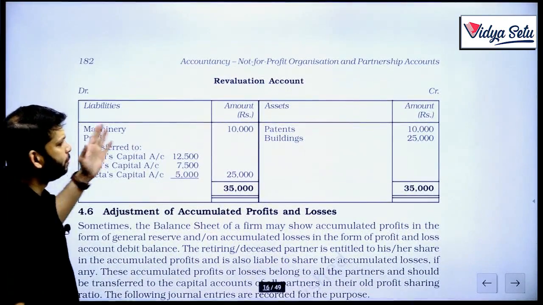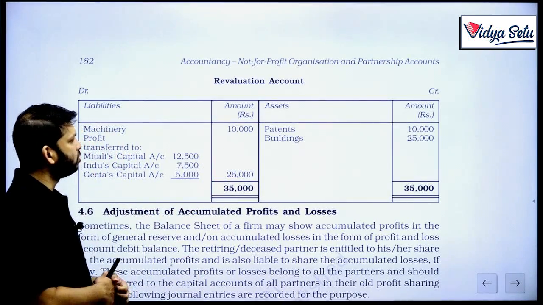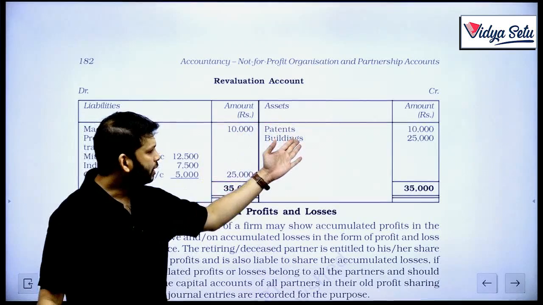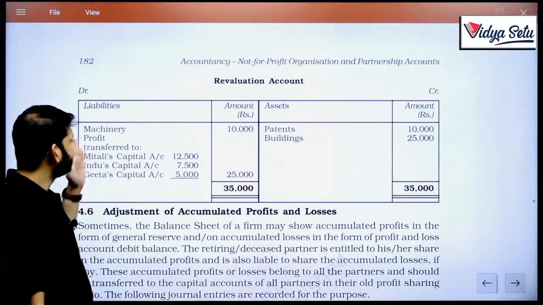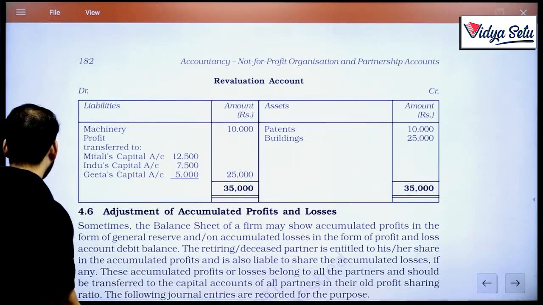And the balance sheet, see, patents will, okay, it's not the balance sheet, it's the revaluation account. So patents and buildings, profits, the machinery loss, rest 25,000 is the profit. Okay, let's look at our new topic.